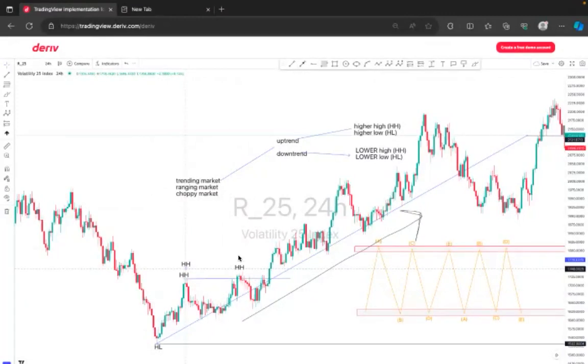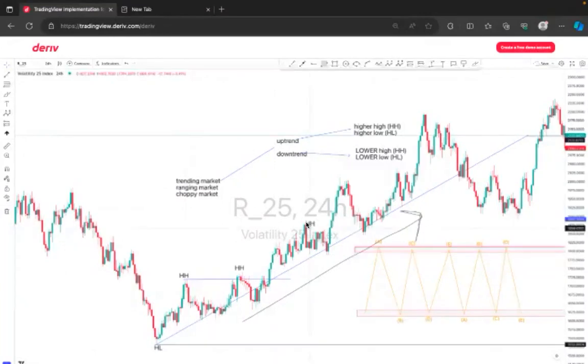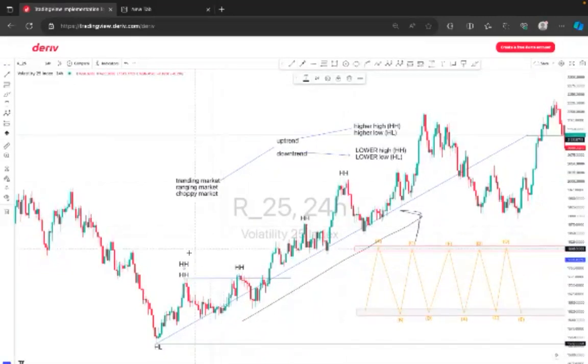Okay, let's create another high. Yeah, we need another high, guys. Since in our uptrend markets, there will always be another higher high that is greater than the previous higher high. You understand? So for higher lows, there will be another higher low that will be greater than the previous higher low.